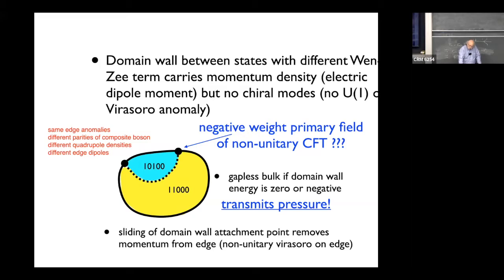I mean, it's surprising that you find a critical point. You'd have thought that you only got first order transitions between different quantum Hall states, right? But of course, these are different quantum Hall states with exactly the same chiral edge anomalies. It's got this additional feature of the quadrupole moment of parity.